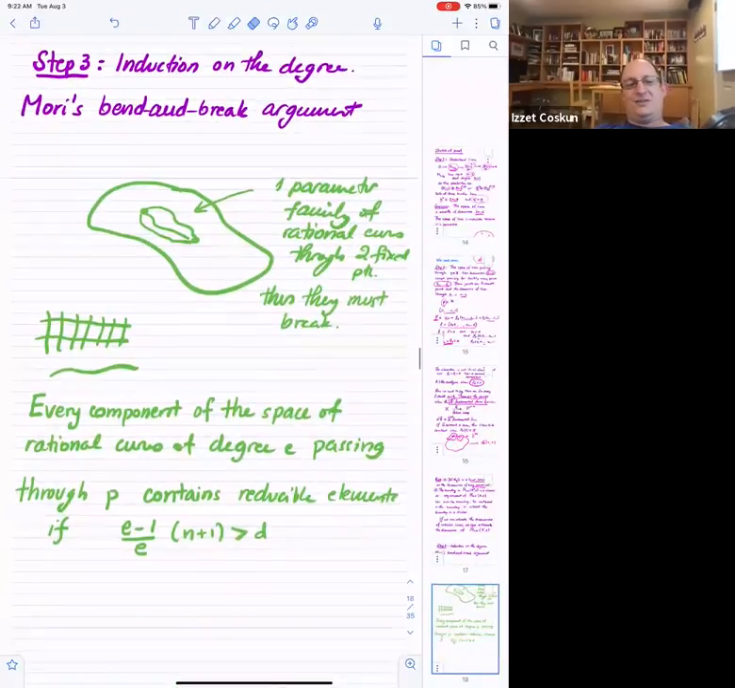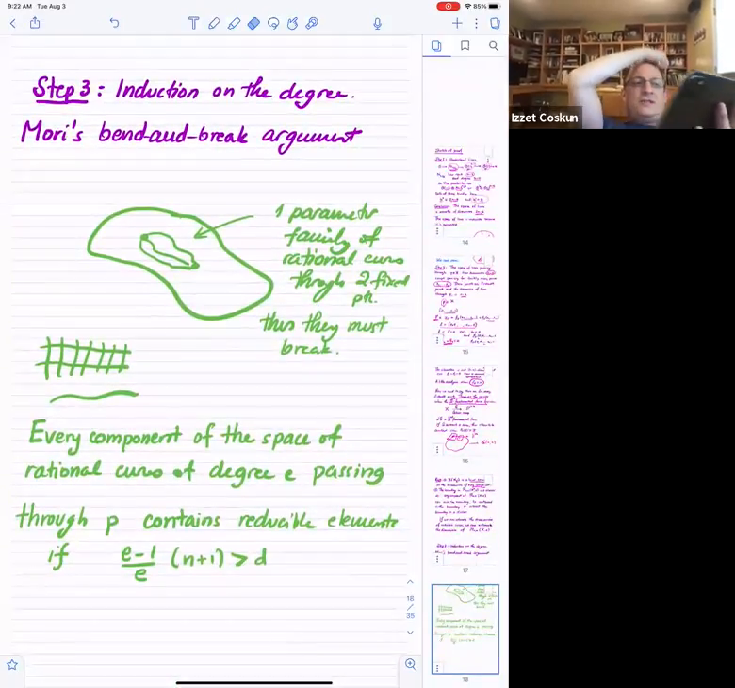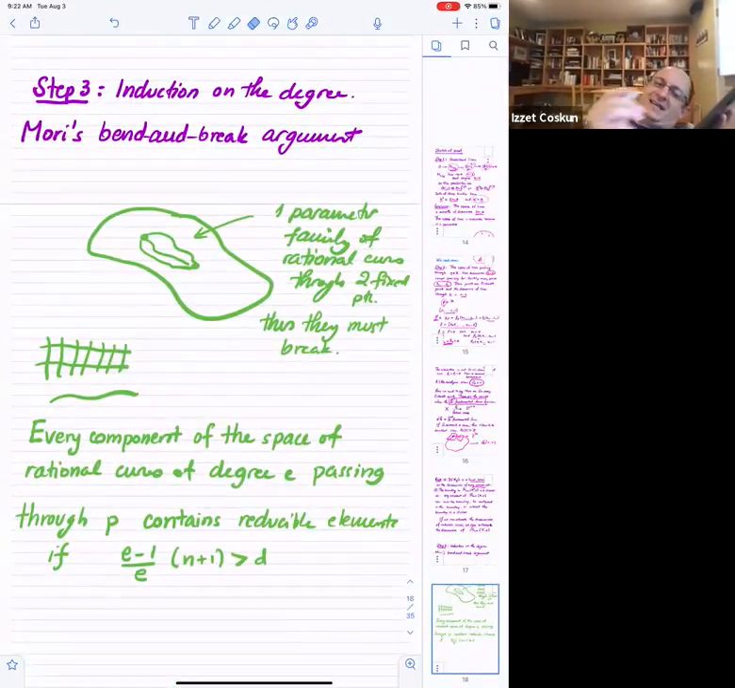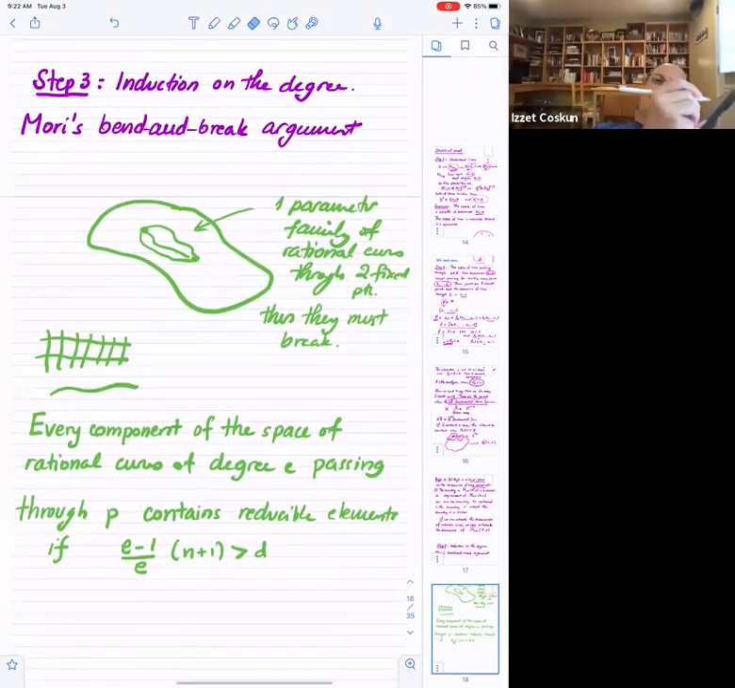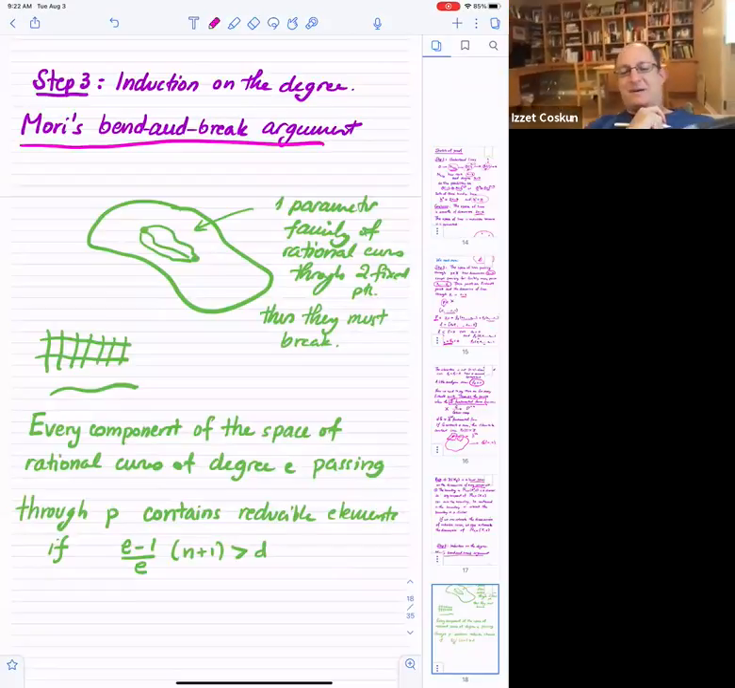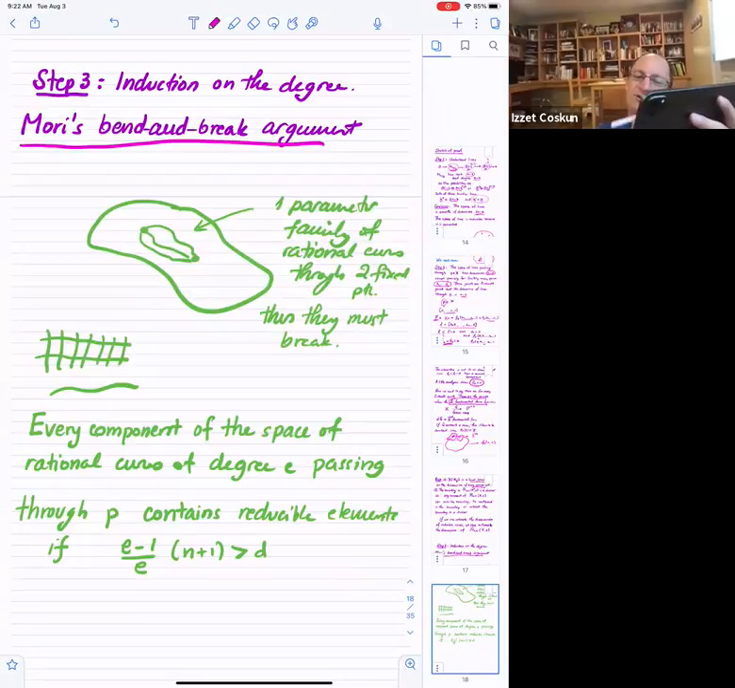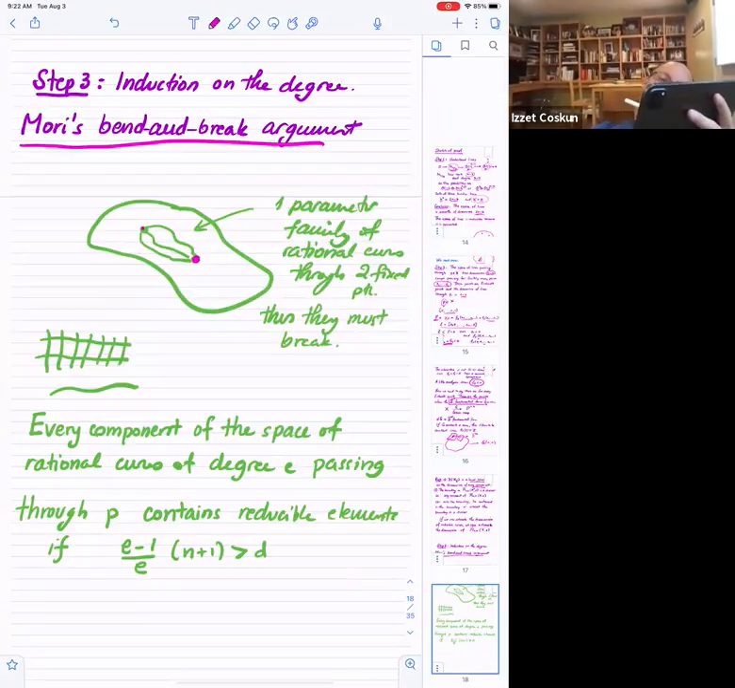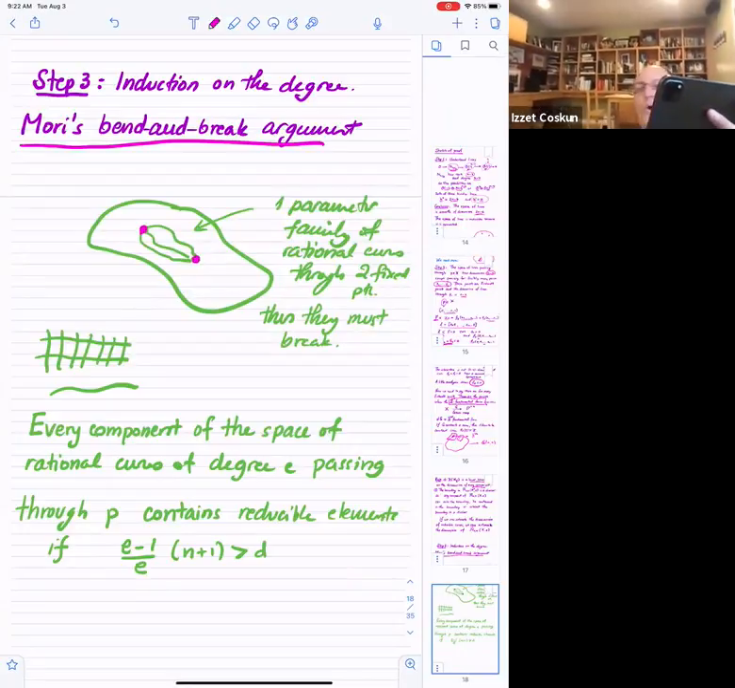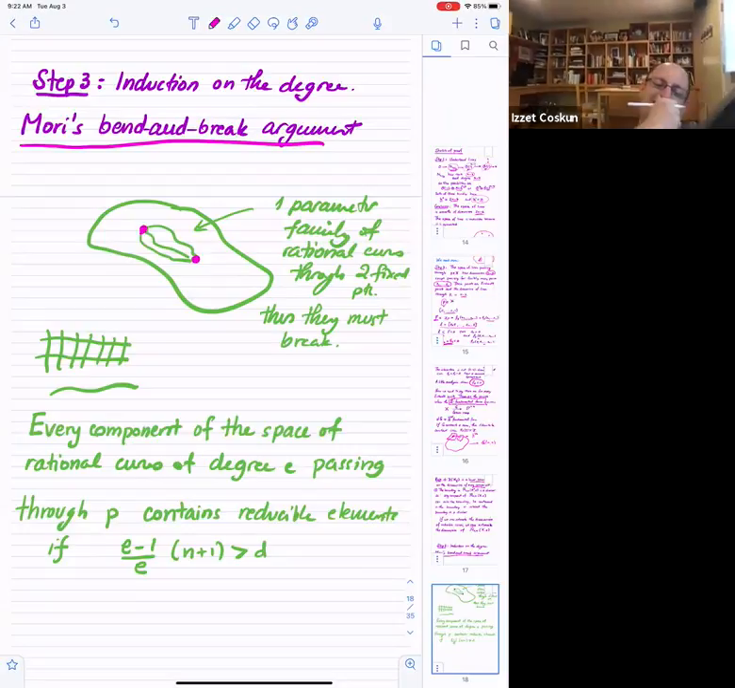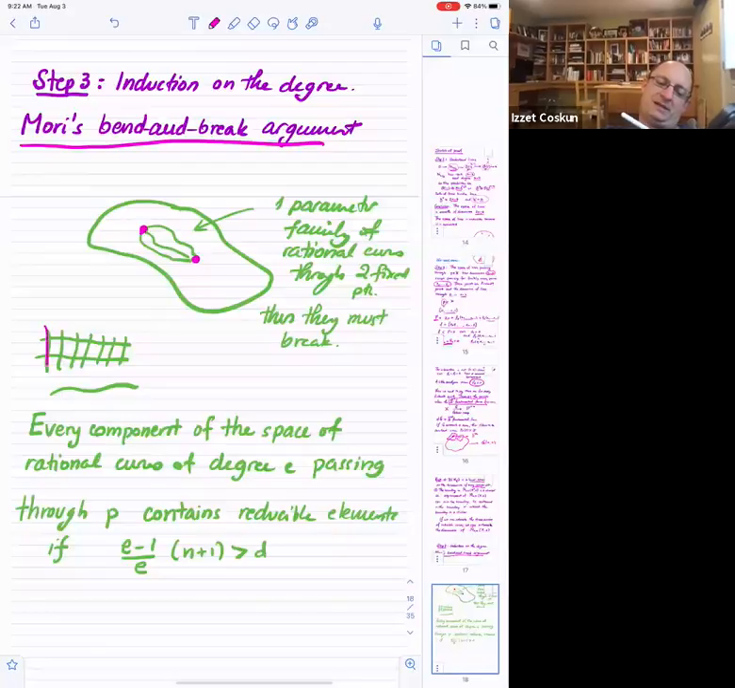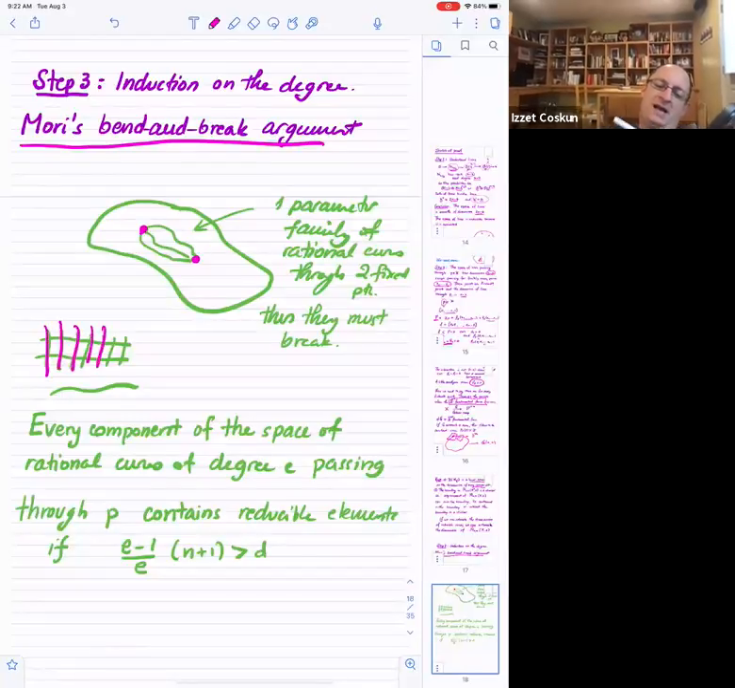So now we do induction on the degree, okay? The one other idea that you need is Mori's bend and break argument. This is the famous Mori bend and break argument. In this case, what it means is that if I have a one parameter family of rational curves with two fixed points, then this curve has to break. Now, what's the reason? Suppose it doesn't break.